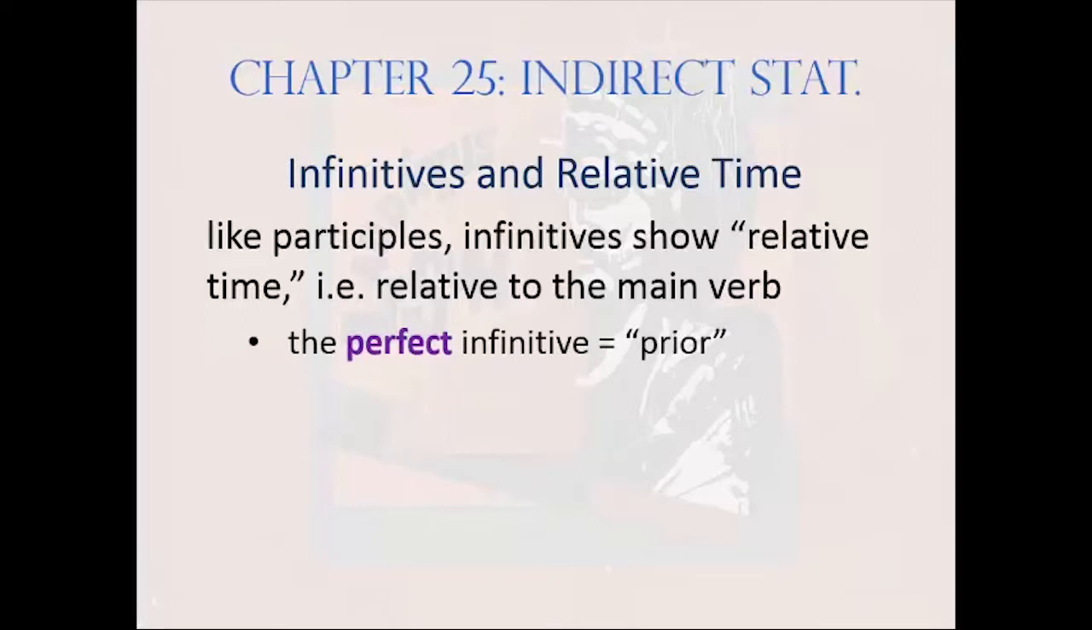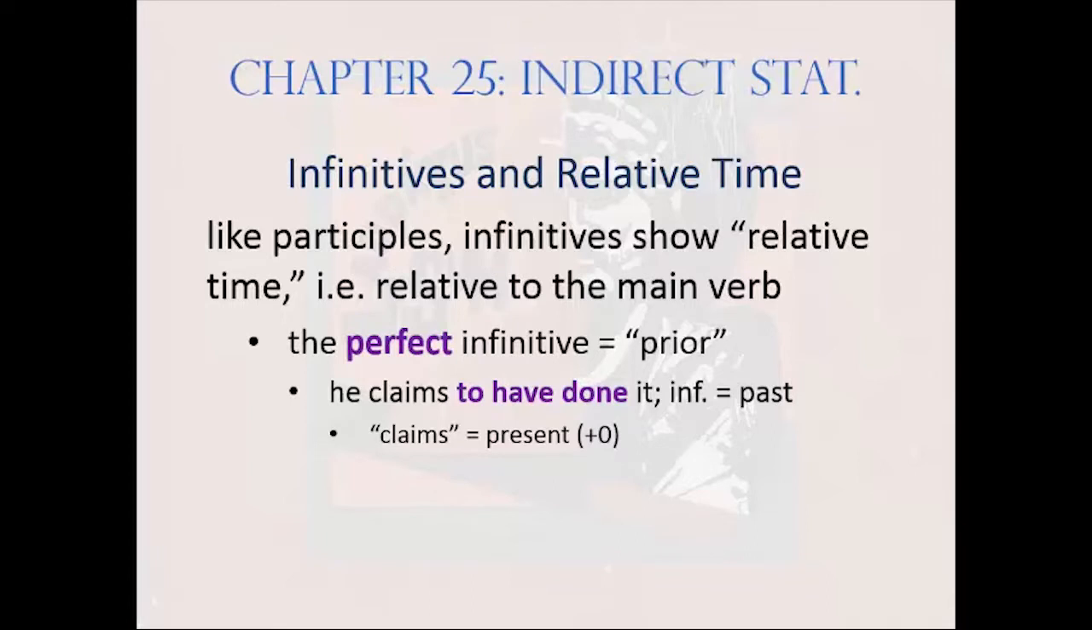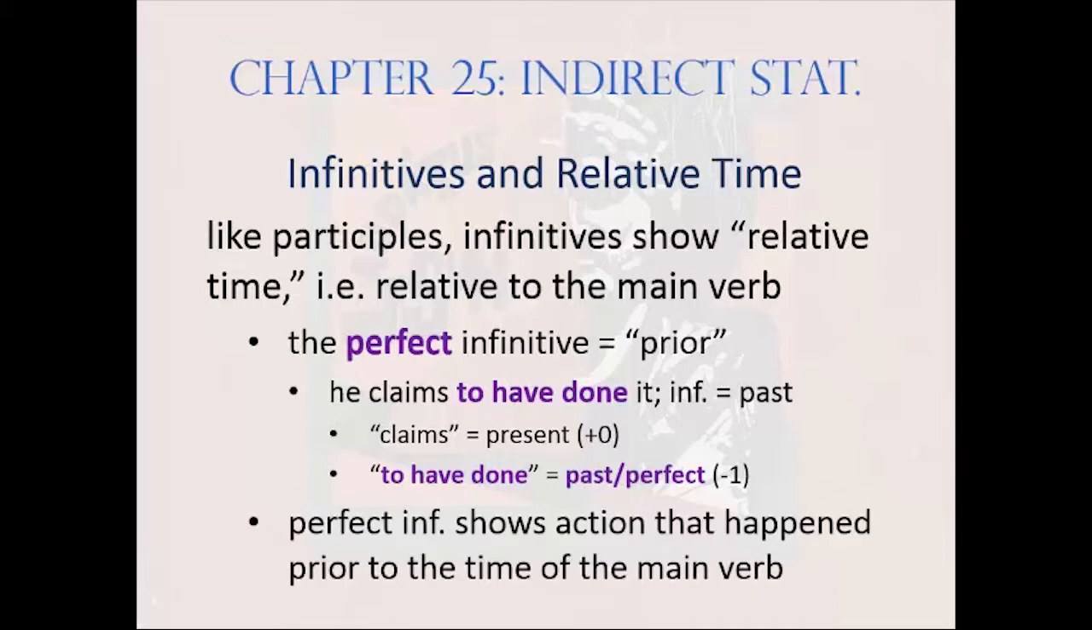And just like perfect participles, perfect infinitives show prior action. That is, action that took place prior to the main verb, whatever tense that main verb might be. For example, he claims to have done it. To have done is a perfect infinitive. The main verb claims is present tense, so it has a time value of +0. The infinitive to have done, however, is past tense, that is perfect. So it has a time value of -1. It shows action prior to the main verb.